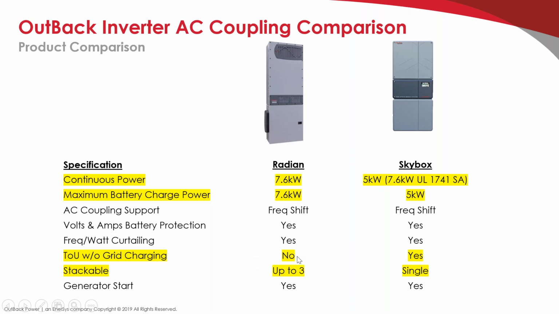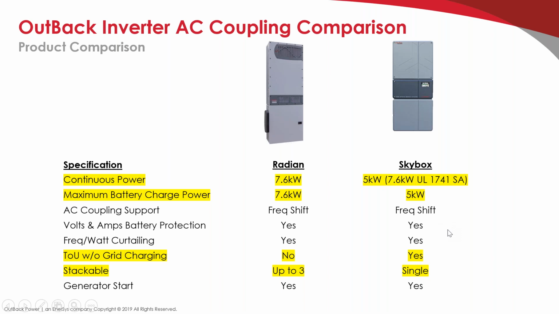Next, time of use without grid charging. One of the things in California, I don't know if any of you are involved with any of these SGIP grants or whatnot, and I think some utilities are also starting to come out with restrictions about charging batteries from the grid. So if you're doing this time of use and you have our Radian in series, we cannot guarantee that it won't charge the batteries from the grid. However, with Skybox, we can. So if not charging batteries from the grid is a requirement, Skybox would probably be the better one.